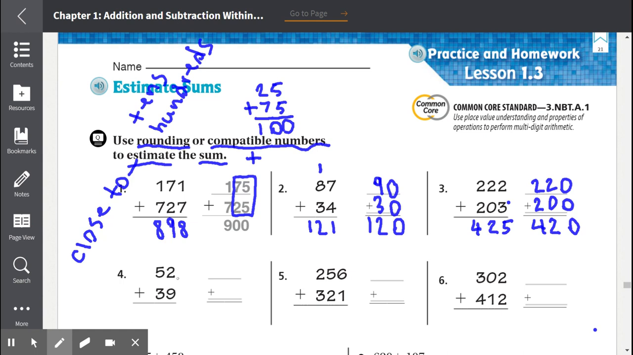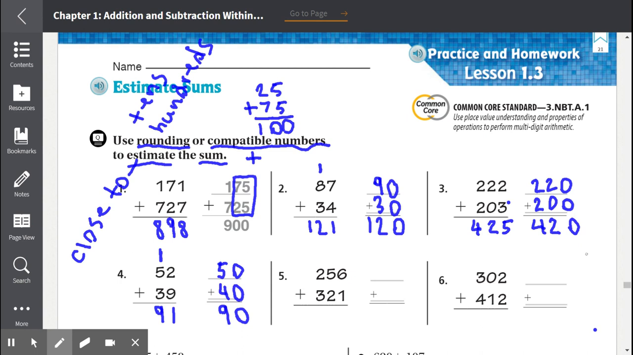So now we can round to the nearest tens. 52 is between 50 and 60, but it's closer to 50. Number 39 is between 30 and 40, but it's closest to 40. When we add these numbers together, 0 plus 0 equals 0, 5 plus 4 equals 9. Now, if we were to add 52 and 39, 2 plus 9 equals 11. 1 plus 5 equals 6. 6 plus 3 equals 9. See, very close. All these numbers are close because we have an estimate.